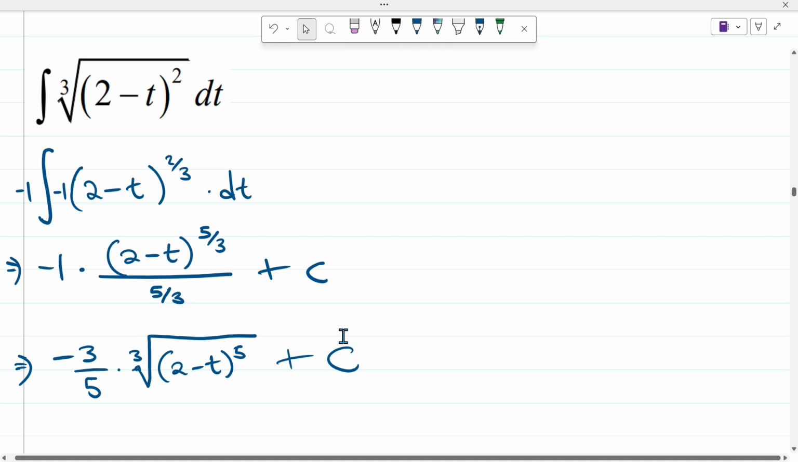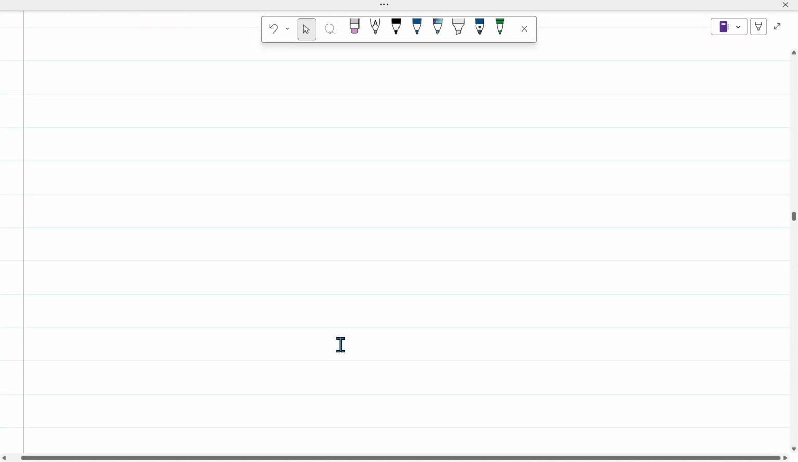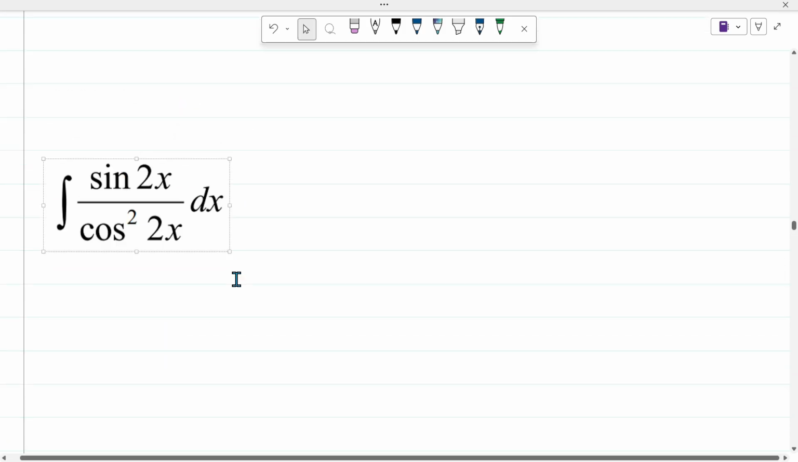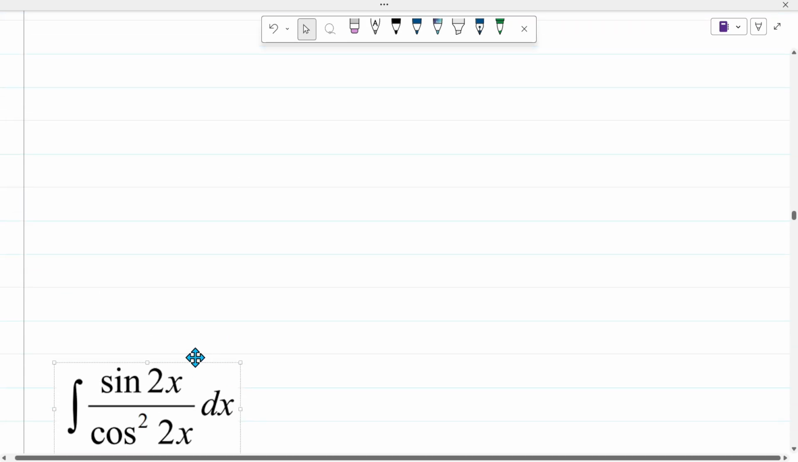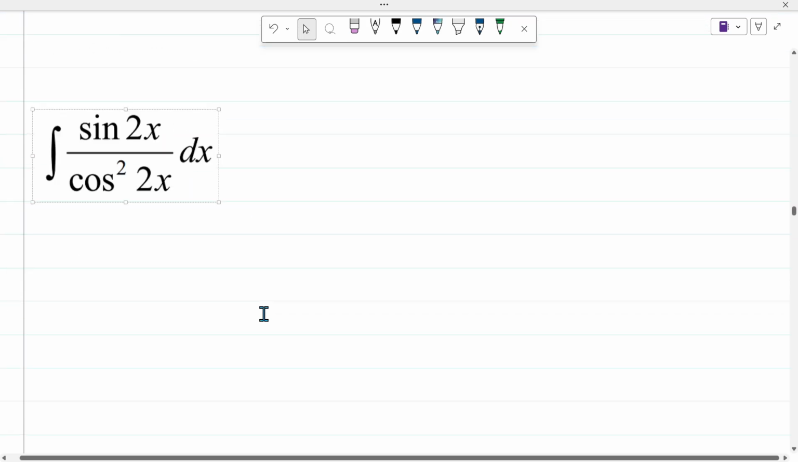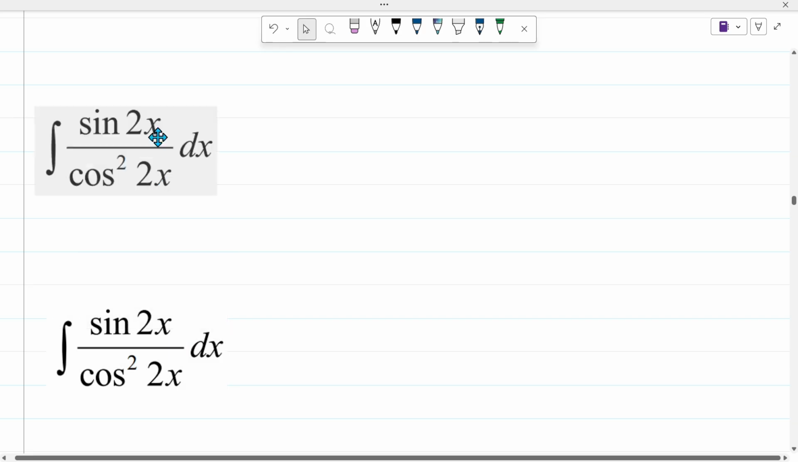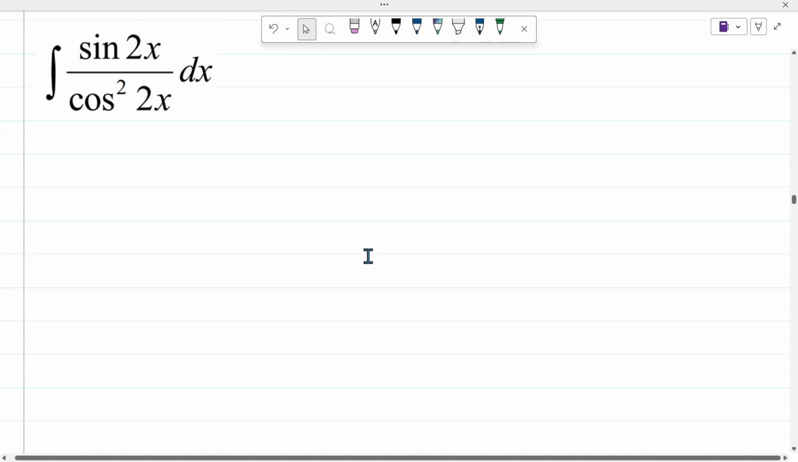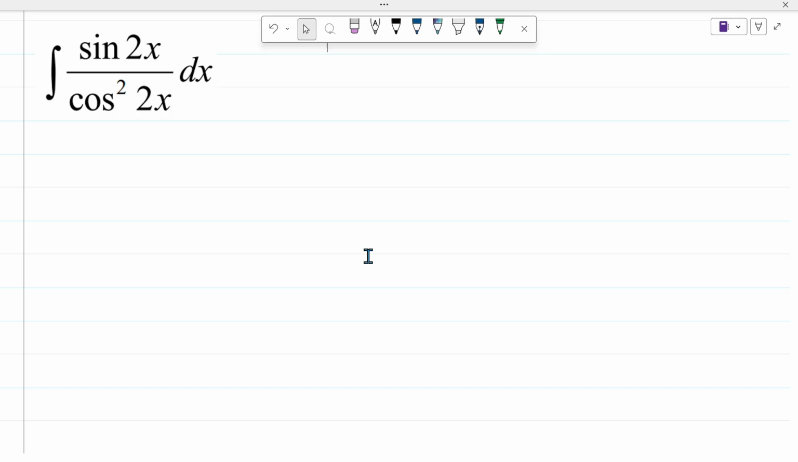And then we continue. We don't stop. We continue. We check another one first. So we check this one out. When we check this one, we have the integral of sine 2x divided by cos squared of 2x, and then dx.